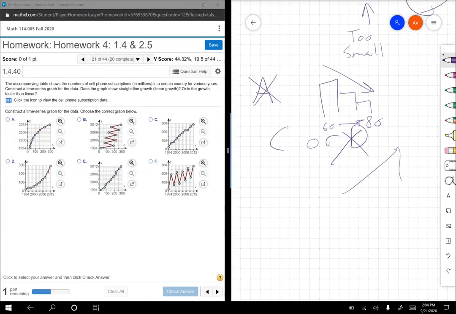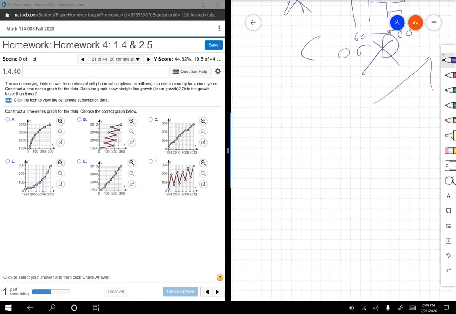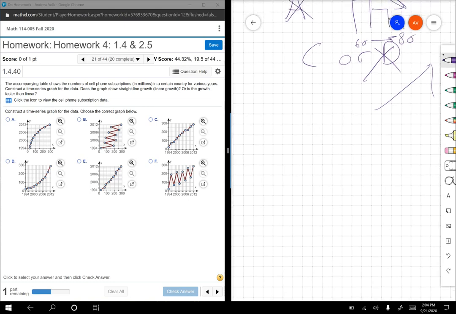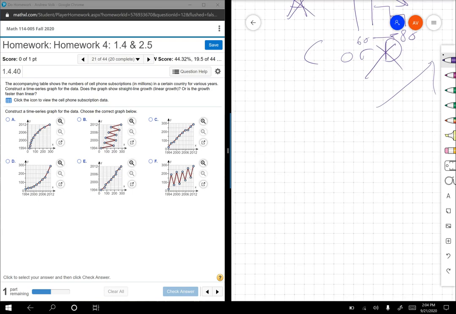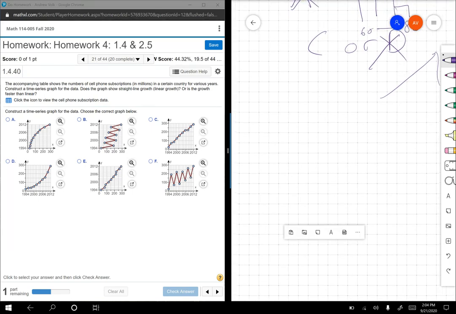21, we have a line graph. This is kind of funky, okay? Before I look at the graph, what we want to look for is, do any of these graphs just look wrong to you? Because there's a couple that look wrong to me. When I'm doing a time series graph, we want years on the bottom, okay? So with that being the case, I would say A, B, and E are out because the years aren't on the bottom.